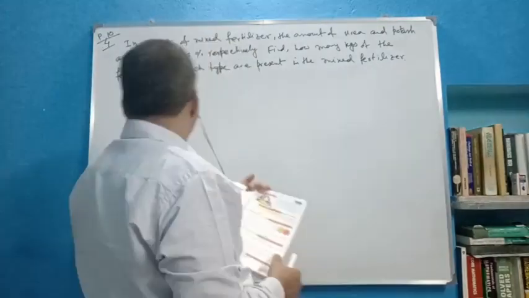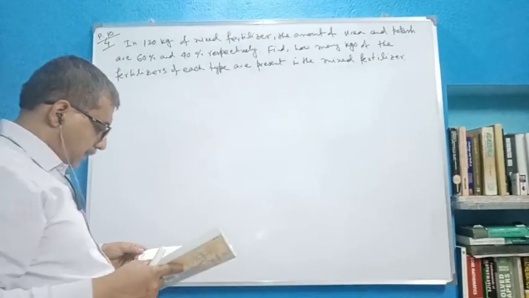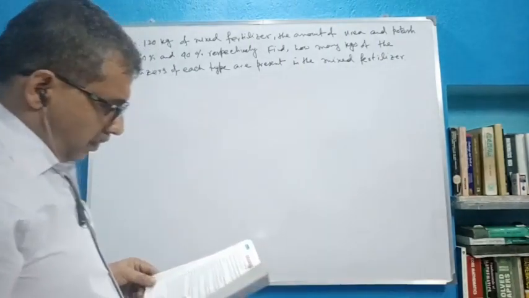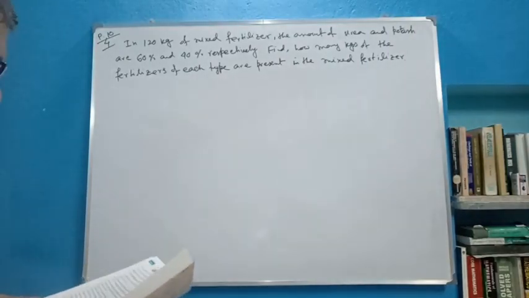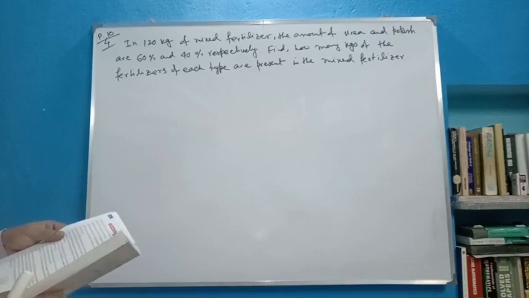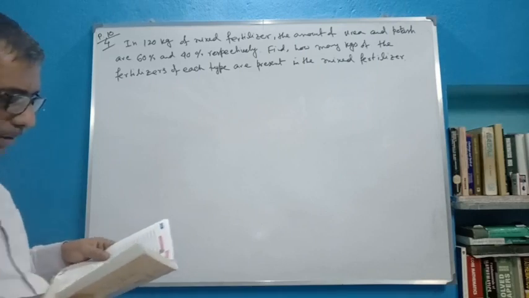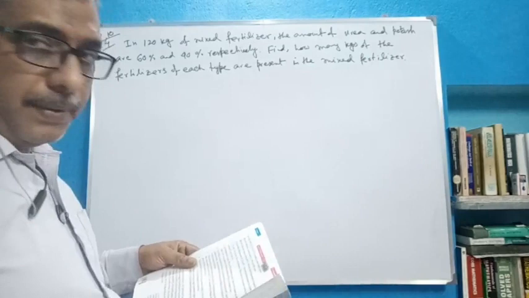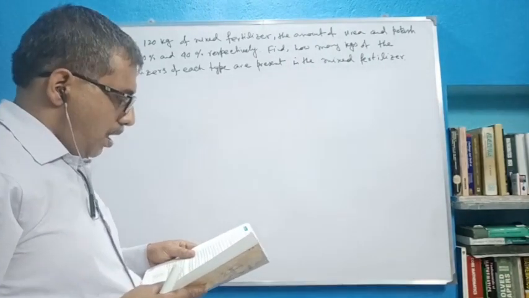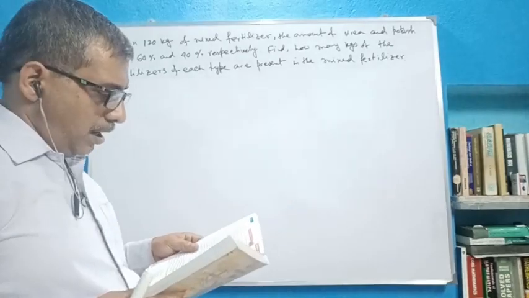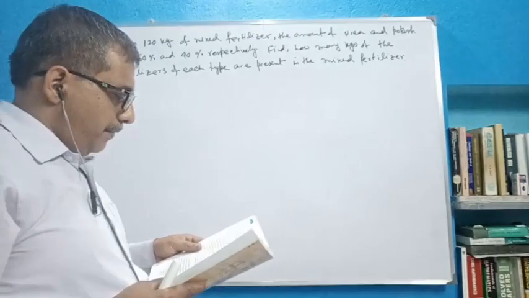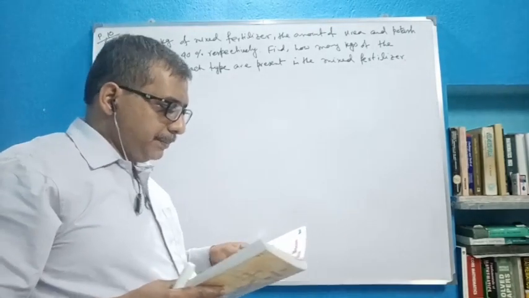Next, question number 4 of page number 10 of your board book. The problems based on percentage. In 120 kg mixed fertilizer, the amount of urea and potash are 60% and 40% respectively. Find how many kgs of fertilizer of each type are present in the mixed fertilizer.